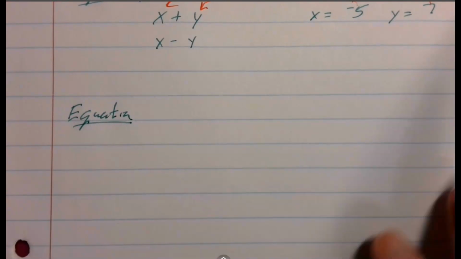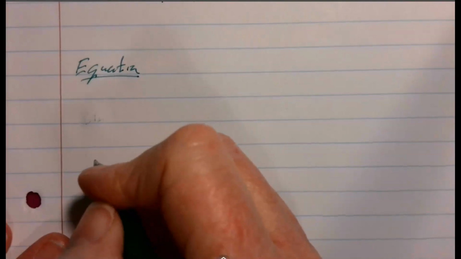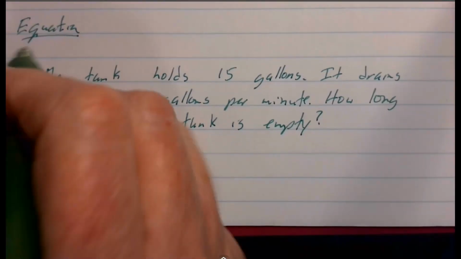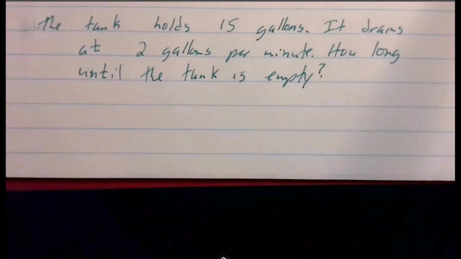The only other problem that wasn't on our review that we did in homework, not saying it's going to be on the test, but remember from Unit 5, Lesson 14, and this is on the back of the mixed review, where we did that word problem. I'm going to pause and make one up, and I'll be right back. Okay, so this is not equations. This is a whole other thing. The tank holds 15 gallons. It drains at 2 gallons per minute. How long until the tank is empty?